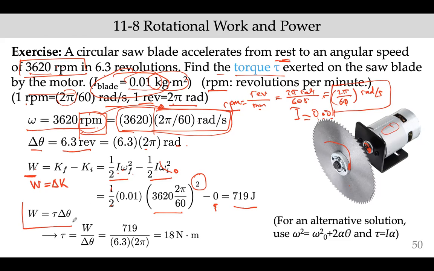Okay, now I'm going to use another equation that has the work done. It's like F times D, but for the angular case: torque times delta theta. Now I know delta theta, 6.3 revolutions. I know work because I just calculated it here. So what's unknown is the torque. If you divide this number, which we just calculated, by the angle in radians, 6.3 revolutions, but I have to multiply by 2 pi to make it radians, and do the division, you will find the torque to be 18 Newton meters. So this torque is the torque that the motor applies on the saw blade.